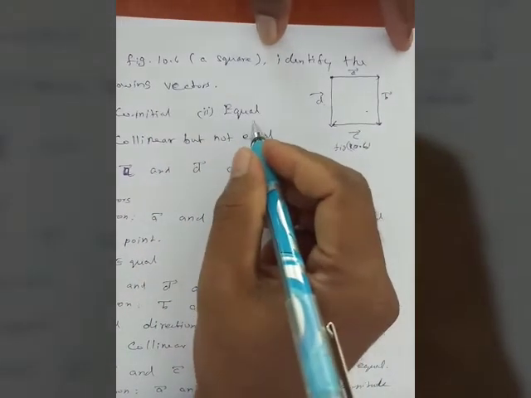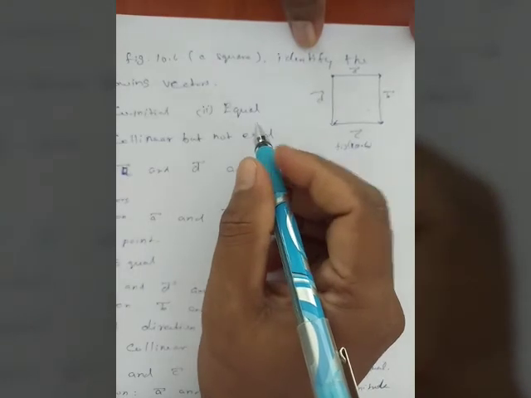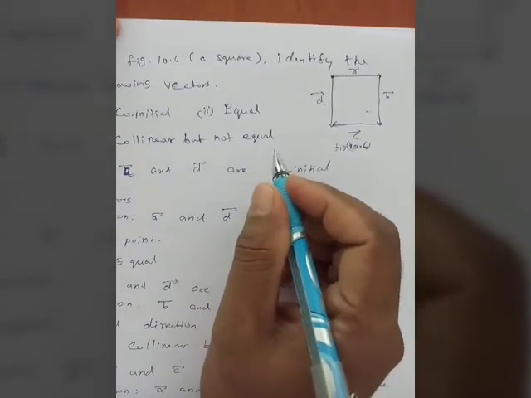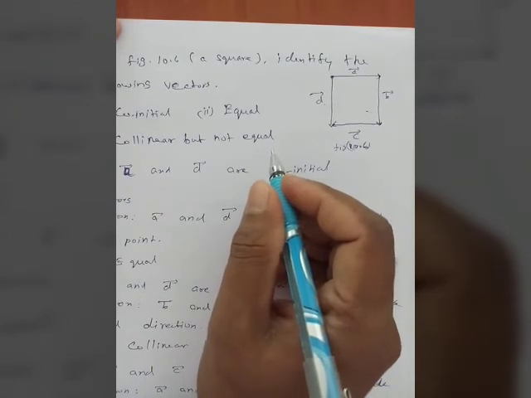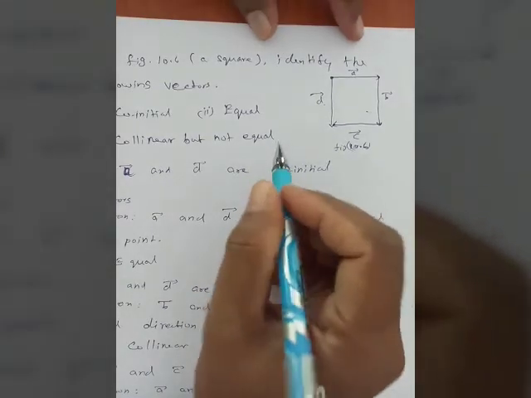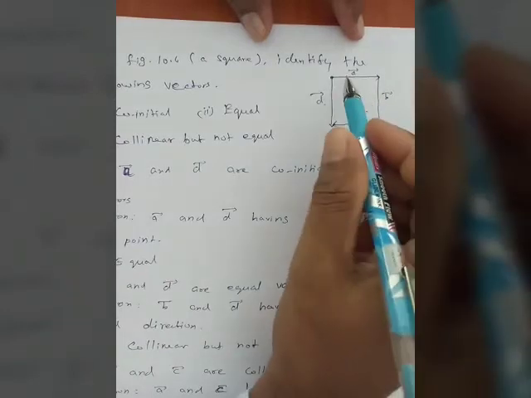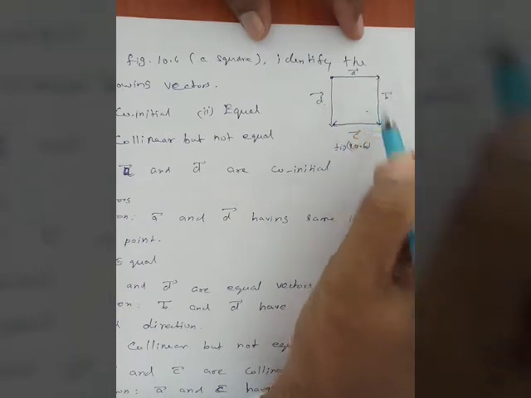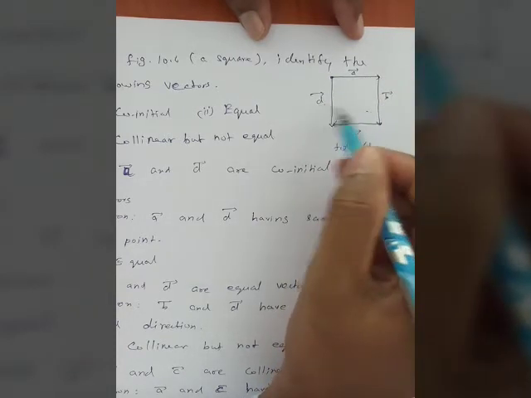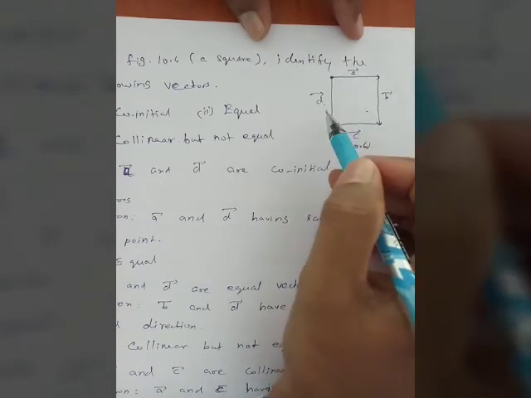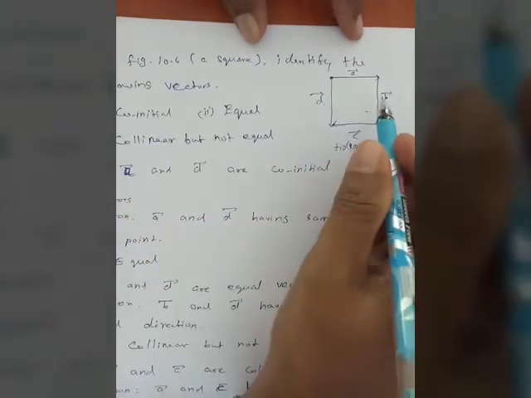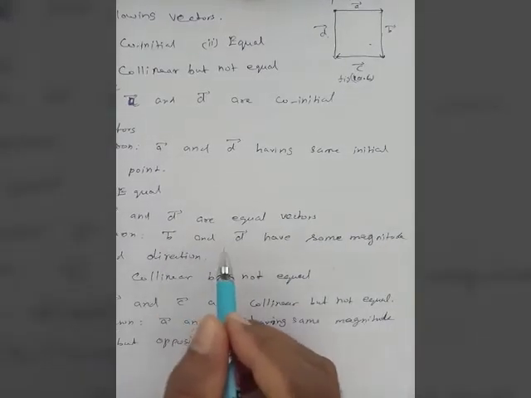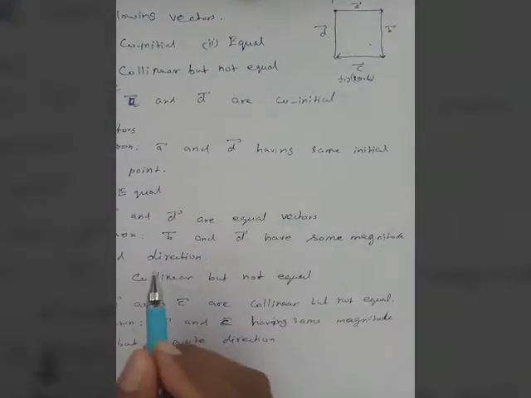Second one, equal vectors. What is the meaning of equal vectors? The vectors having the same magnitude as well as the same directions. Now, look at the vectors here. A vector and C vector have the same magnitude but opposite directions. B vector and D vector have the same magnitude as well as the same directions. So, B vector and D vector are equal vectors.